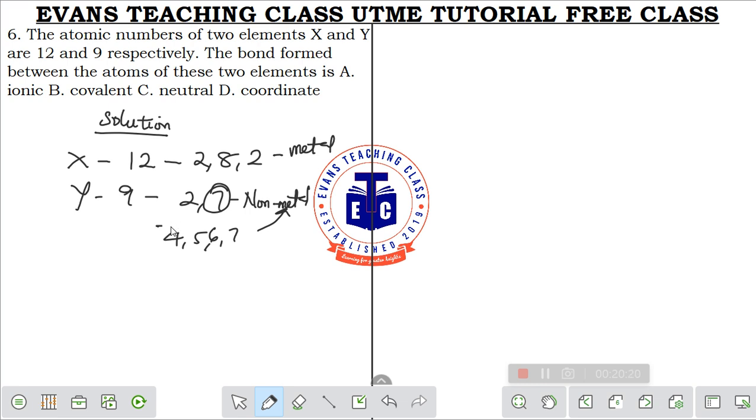Not all of them, especially those in group 4. Some of them are metalloids, like silicon and germanium, they are not really non-metals. But let's just focus on what we are doing. Now look at this. I told you earlier that the bond between metals and non-metals is ionic or electrovalent bond. So the answer will be option A.